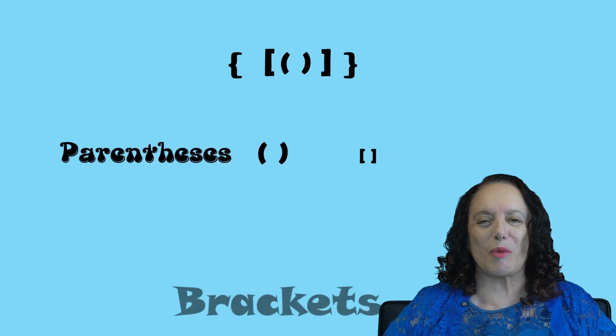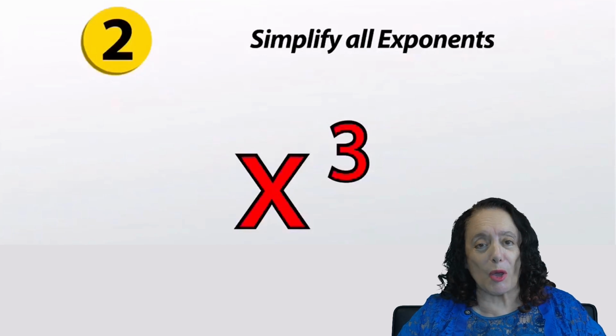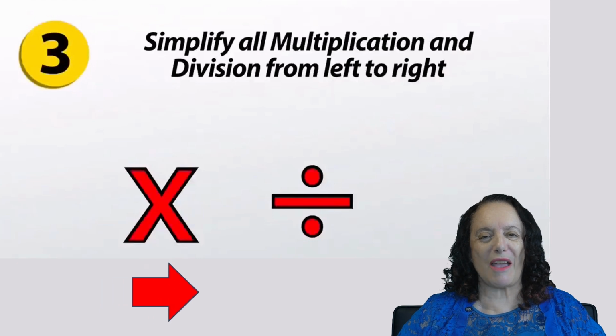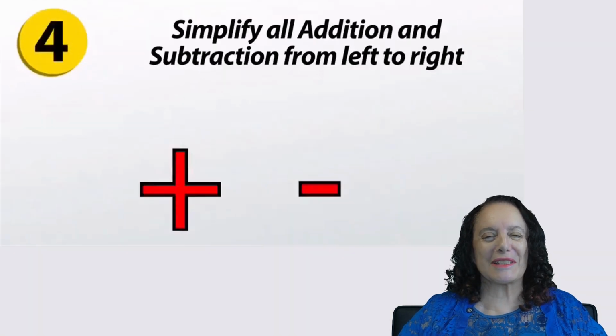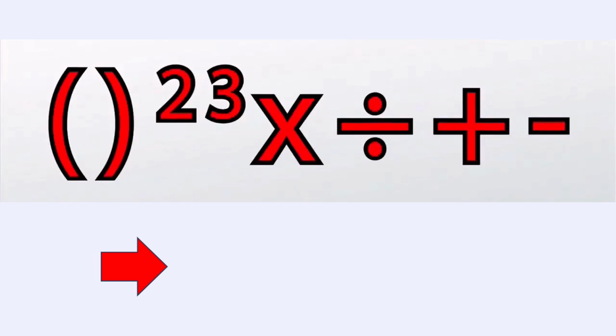The steps that we use to solve any mathematical problems are: Step 1, simplify all the parentheses. This includes all forms of grouping symbols such as parentheses, brackets, and braces. Step 2, simplify all exponents. Step 3, simplify all multiplication and division from left to right. Step 4, simplify all addition and subtraction from left to right. By following this precise order, we can all get the same solution.